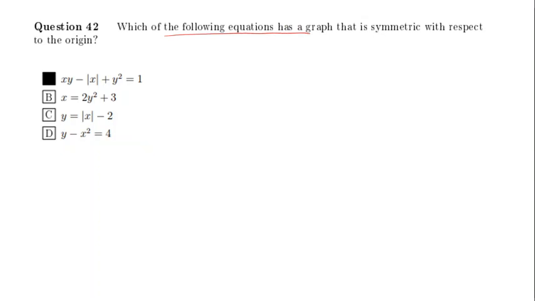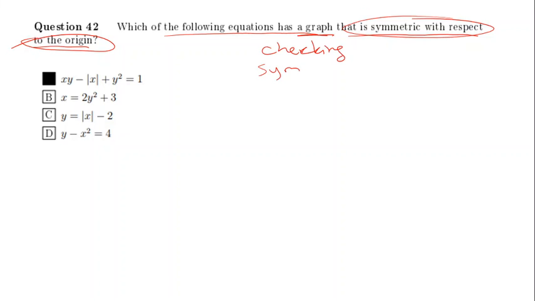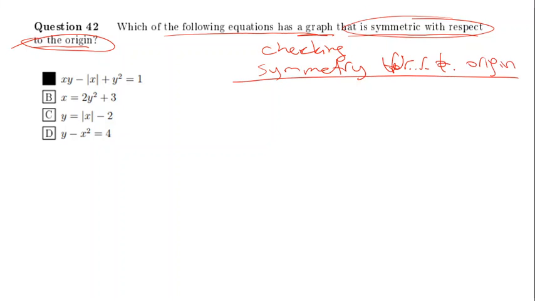So which of the following equations has a graph that is symmetric with respect to the origin? So in this question, you check the symmetry with respect to origin. So how do you check the symmetry? Checking symmetry with respect to origin, if you remember it, it will be: change x to minus x and change y to minus y.